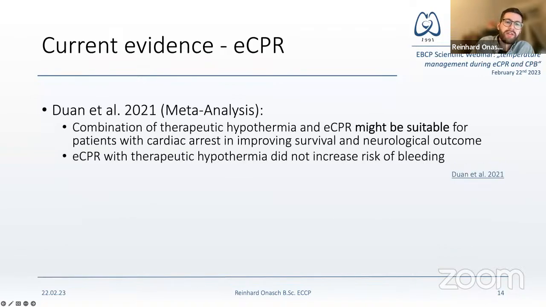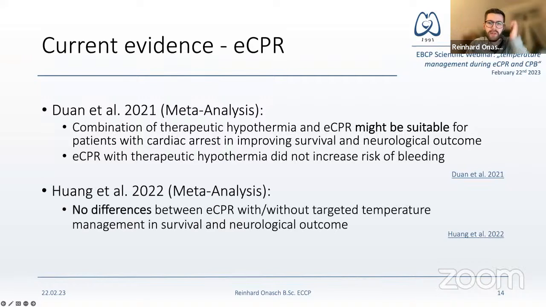Duran et al. showed in another meta-analysis that the combination of hypothermia and eCPR might be suitable for patients with cardiac arrest and improving survival and neurological outcome. One point worth mentioning was that they did not find an increased risk of bleeding in this population. No differences in the observed endpoints were shown by the meta-analysis of Huang et al. in 2022. They compared eCPR with and without a targeted temperature management.